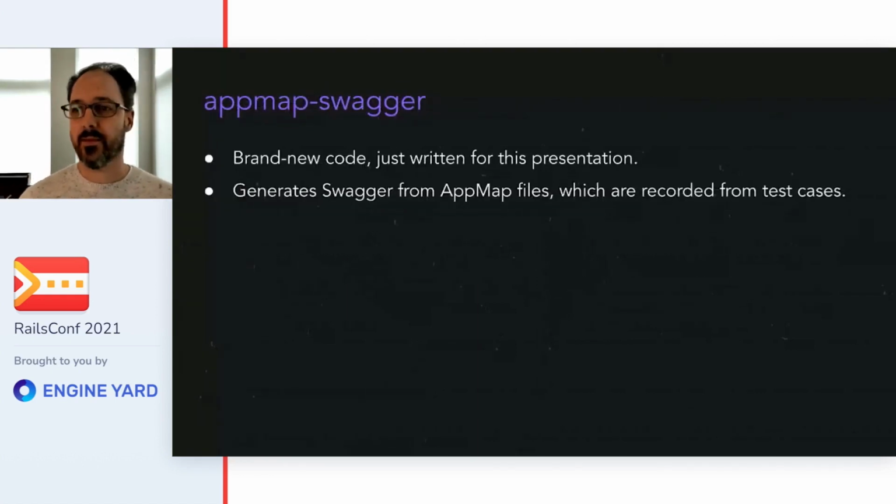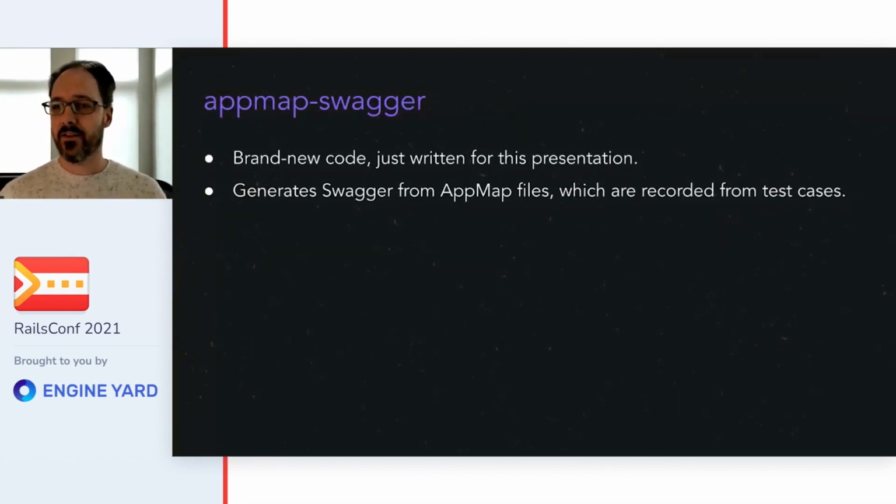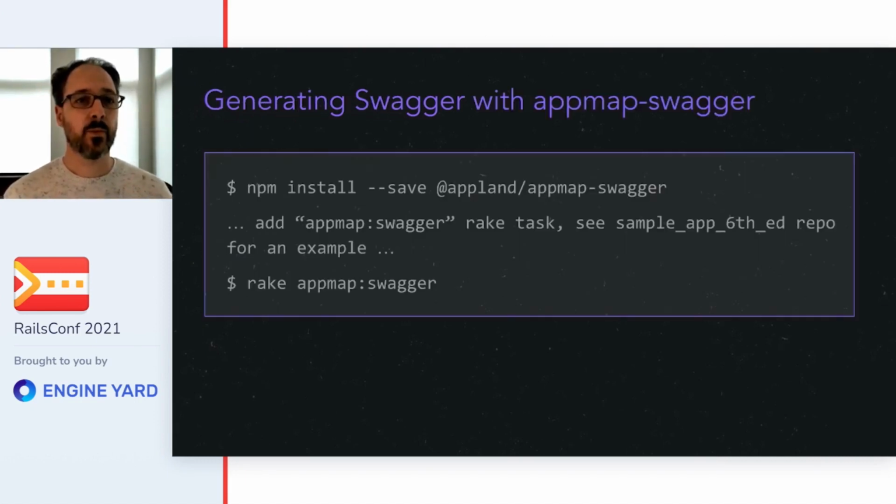So I'm also going to talk about another option for Swagger, which is called appmap-swagger. And this is brand new code that I just wrote for this presentation. So if you go try it, and I hope you do, just remember that it's young code. And what it does is it generates Swagger from appmap files, which are pre-recorded from test cases.